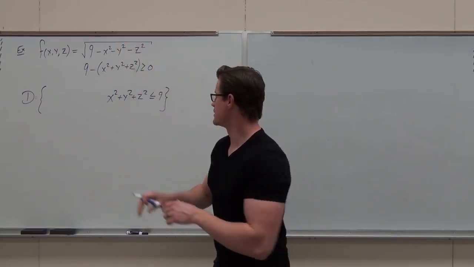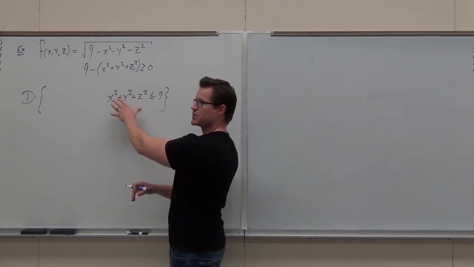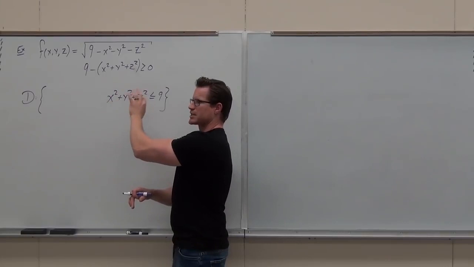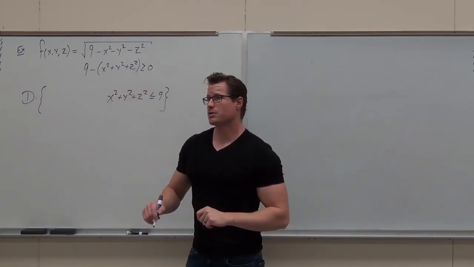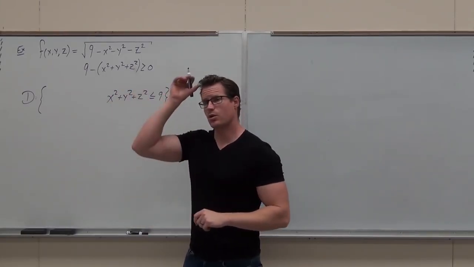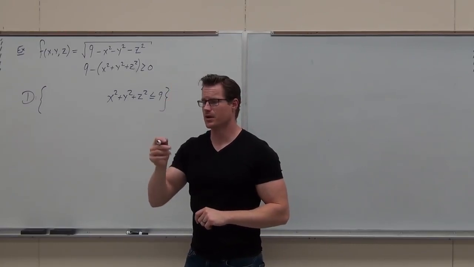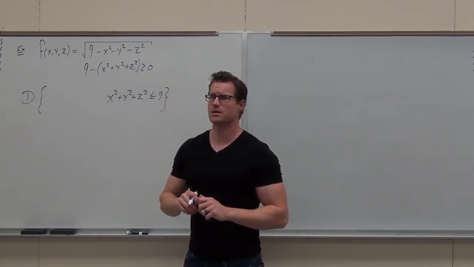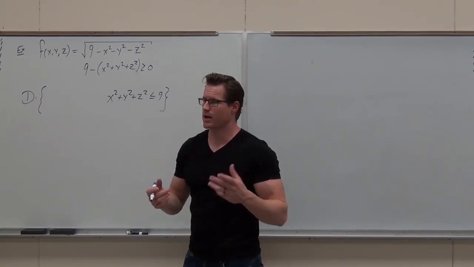All I know is that the sum of the squares of this ordered triple has to be less than or equal to 9. I also know this: if you take any ordered triple, square them and add them, will it be positive? The least it could be would be 0. So it's greater than or equal to 0.